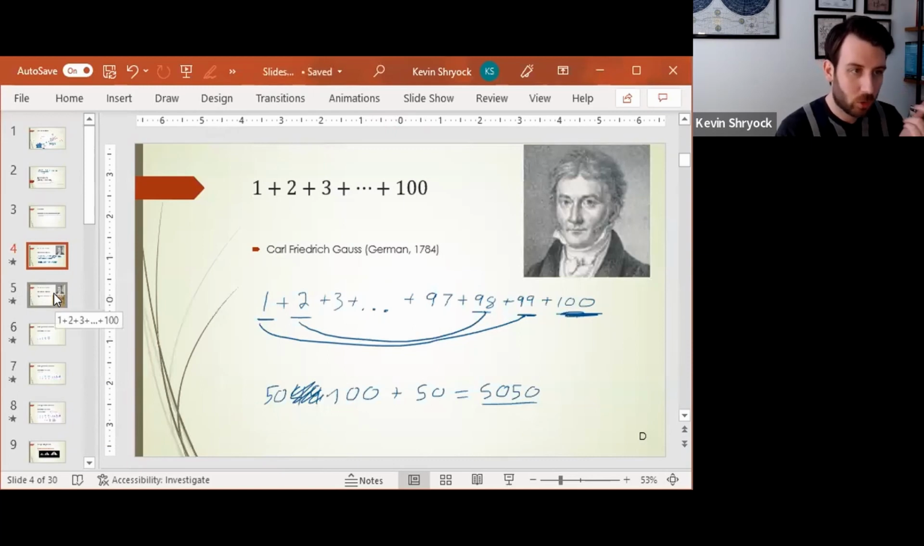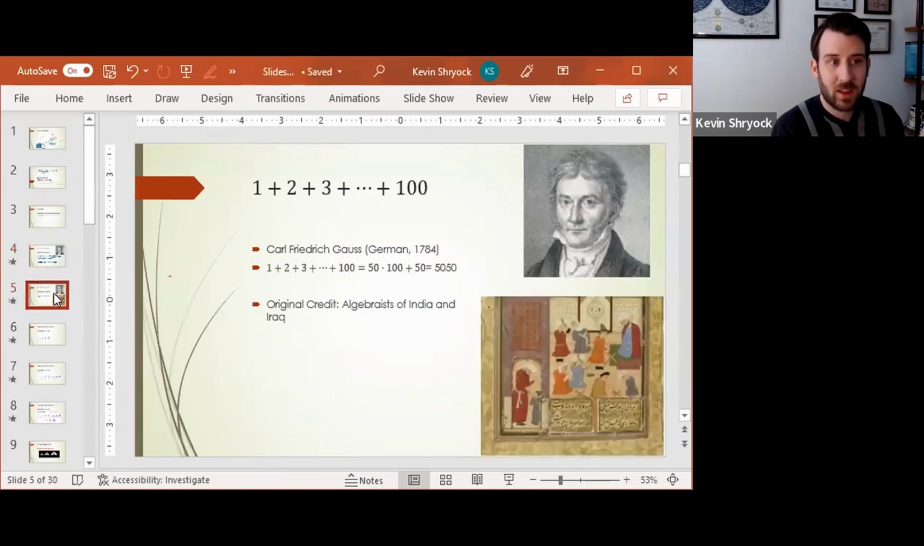Now, although I like to use the story here of Carl Friedrich Gauss, in truth, the equations that we will be using in this lecture were first discovered by the algebraists of India and Iraq. So do give credit where credit is due. These are equations that came out of the Middle East and India, as they were the ones who were exploring algebra when most of the Western world was exploring geometry. So these are equations that were known way before Gauss. But Gauss has a fun story, so I like to share it.